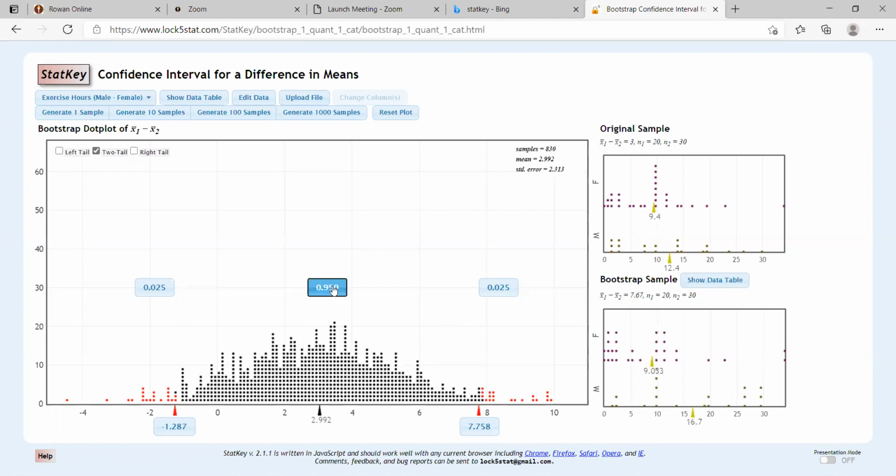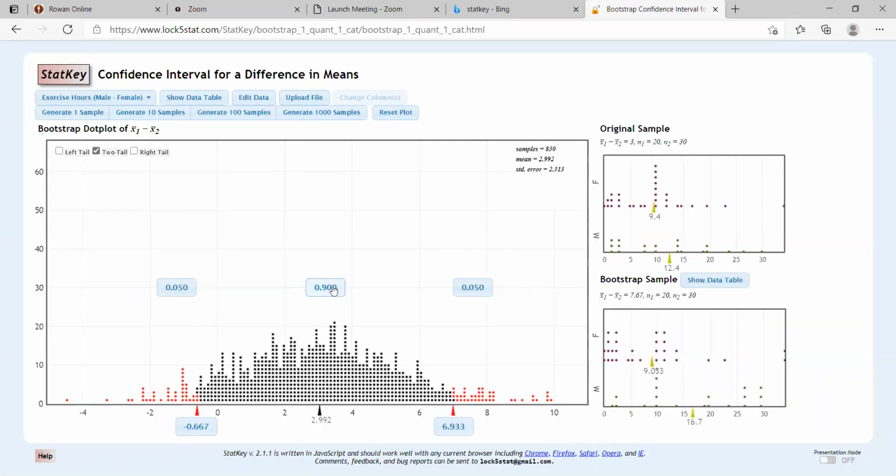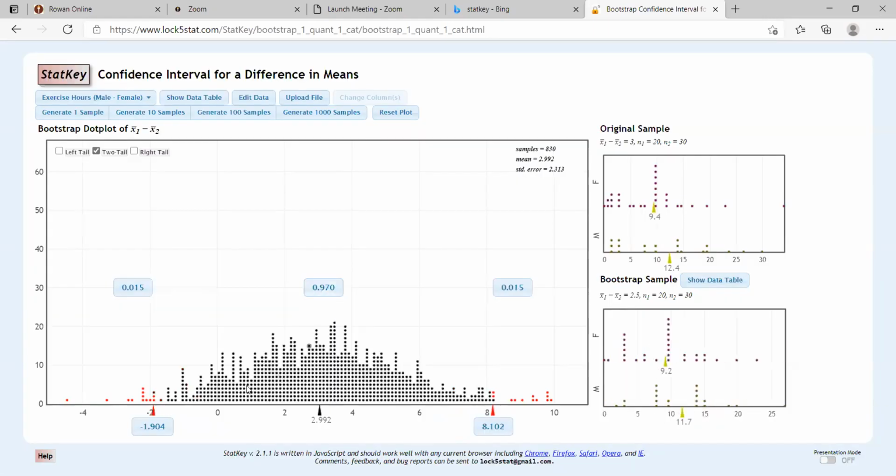Again, if we wanted to change the confidence interval and we type in 0.90, we will have a narrower interval. The difference between these two numbers is more narrow, because at 90% of 830 there are fewer black dots now, more red dots. And then if we increase this to say 97%, I'm just making up some numbers here, notice there are now more black dots, and therefore it's a wider interval than before.